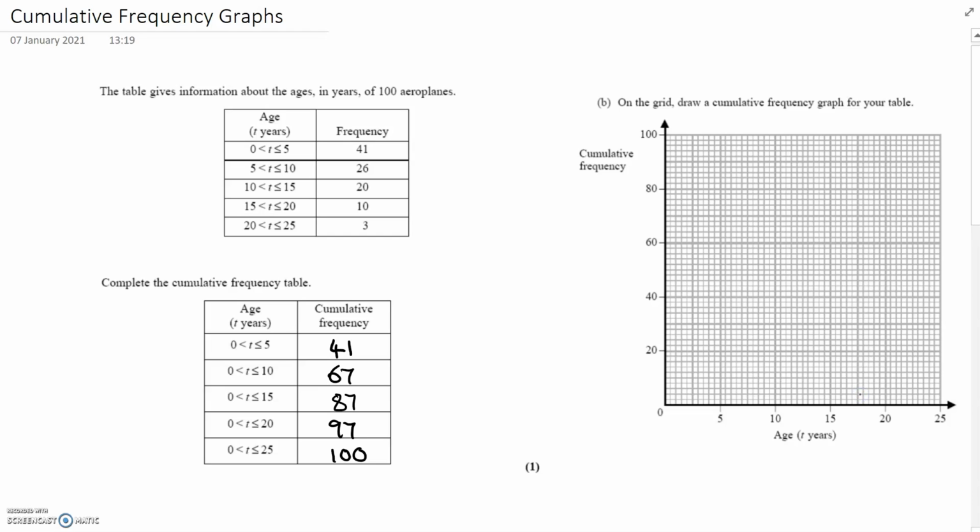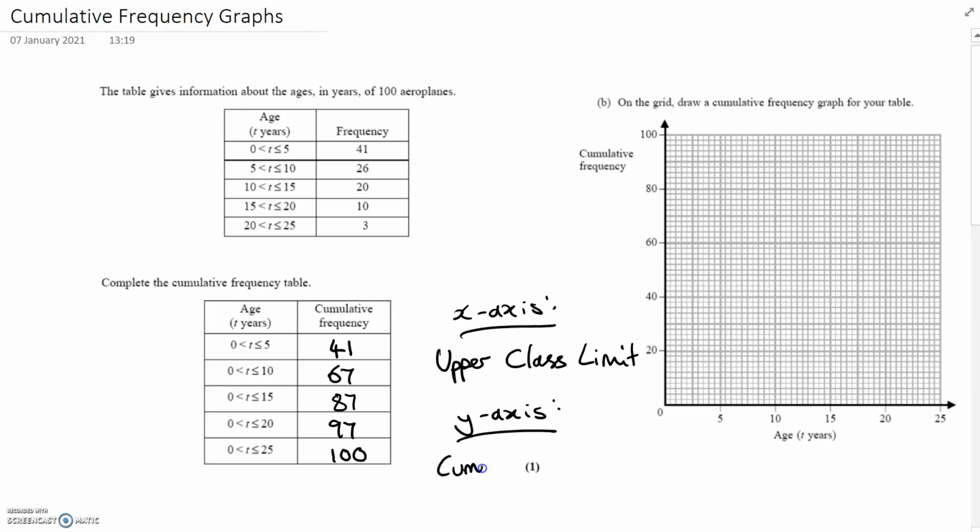So we're always going to plot the upper class limit on the x-axis, and on the y-axis we're going to plot our cumulative frequency value. So what that means is I'm always plotting the upper class limit. This is what we call the class interval. 0 to 5 is an interval of 0 to 5. And the upper class limit is just the top number. So by plotting the upper class limit, we're going to plot that 5 against the cumulative frequency, which is 41. So we're going to plot 5 against 41.